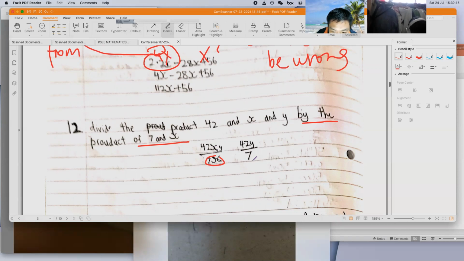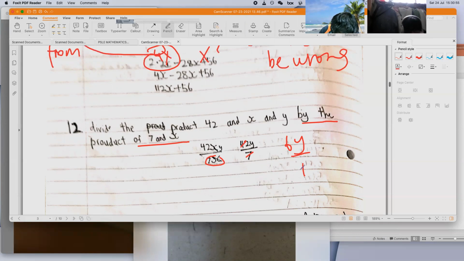So, I thought 42 and 7, you can do something to it. Can you? Or cannot? Divide by, can you divide by 7? Can you divide by 7? Yeah. What do you get? 6/1. Okay, good. So it's 6y over 1 again.